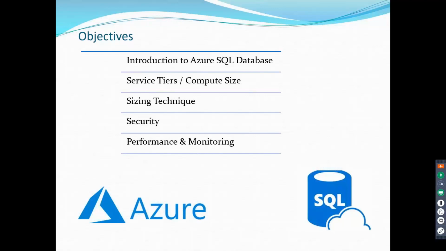Once I've laid down the foundation, I'm going to dip into service tiers and compute sizes, because it can get quite confusing when you're trying to think, should you go DTU, should you use vCores and so forth. And then the important question is, how do you size your on-premises SQL servers up into Azure? I will show you the technique that I use. So I think you'll find that very useful.